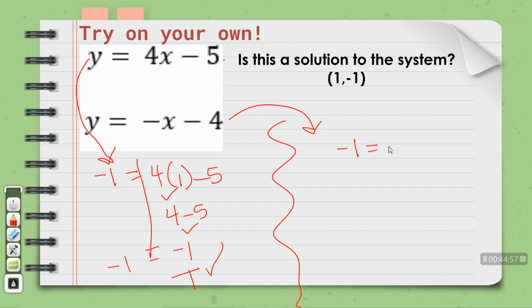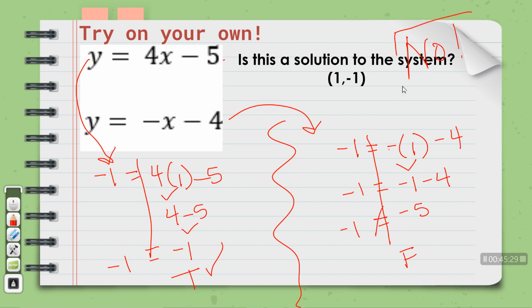Okay, I'm going to do this one over here, though. So this will be negative 1 equals negative sign. And then you put your 1, because that's your x value, minus 4. So it's like multiplying a negative times 1. What are we going to get here? A negative 1. Bring down the minus 4. What's negative 1 minus 4? Negative 5. Does that equal negative 1? No, false. So the answer here is no, this is not a solution to the system. It works for the first one. It doesn't for the second one.